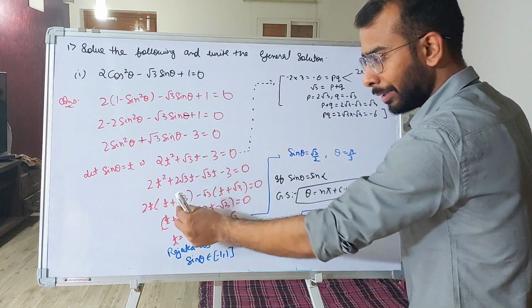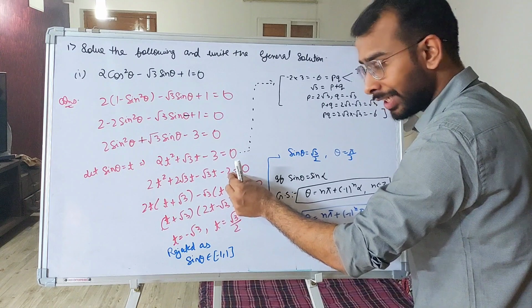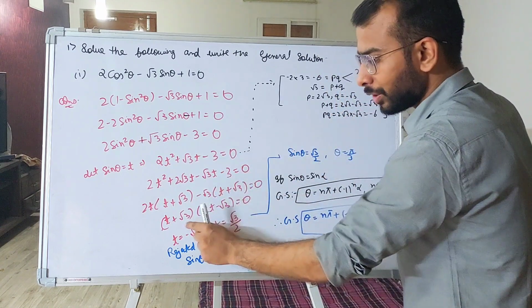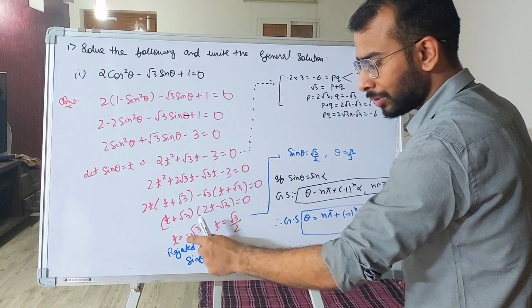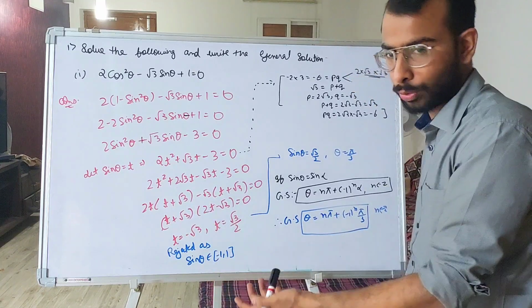We'll take 2t common, t plus root 3. Here we'll take minus root 3 common. t plus 3 is root 3 into root 3. So if we take 1 root 3 common, 1 root 3 will still be left. So t plus root 3, 2 minus root 3. t is minus root 3 rejected because this is minus 1.73 and sine theta is between minus 1 to 1.